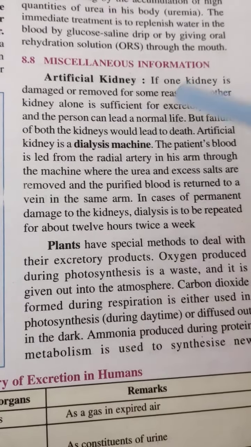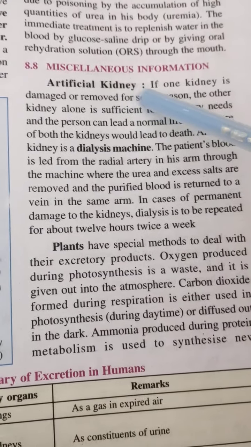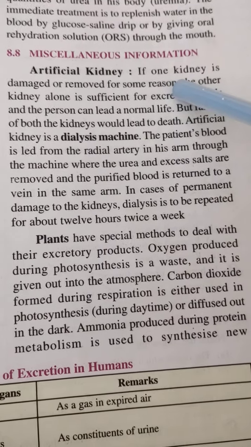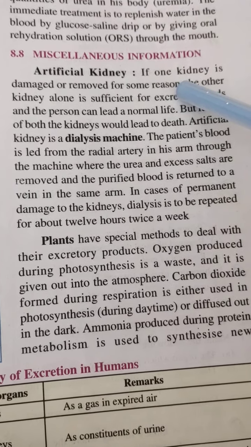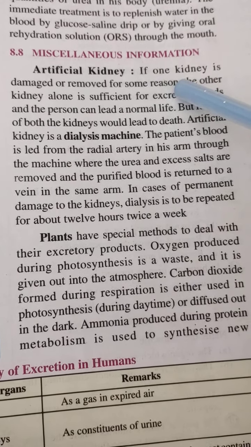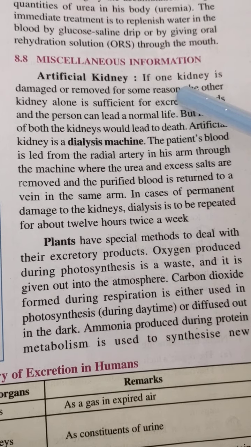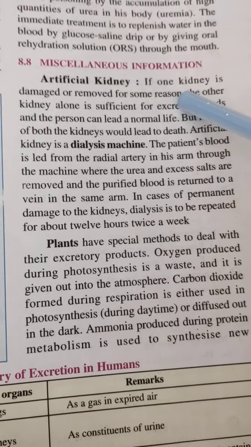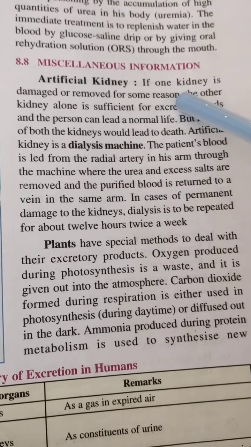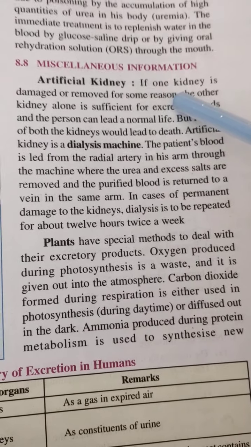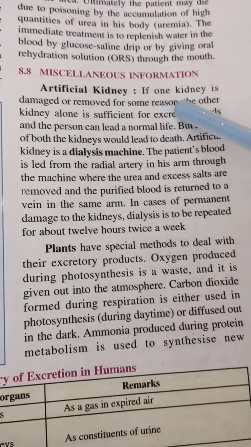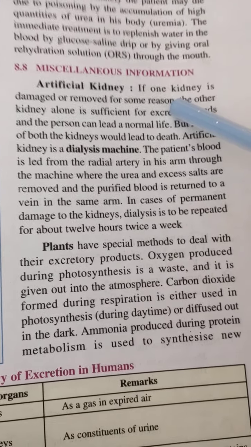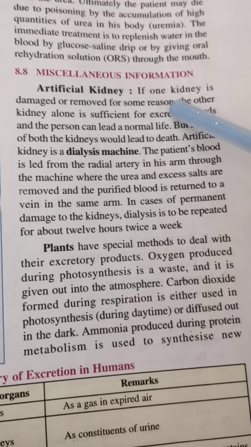The last part of this chapter is the artificial kidney. This is a very important part because kidney failure, I hope you all have heard about it. And if kidney failure happens, then it is very difficult for the person to stay alive. We have two kidneys, so definitely if one kidney is not working, then the other kidney will work for that. But if both the kidneys are failing at the same time, then it is a very tough situation for the patient, and it's a very expensive process.